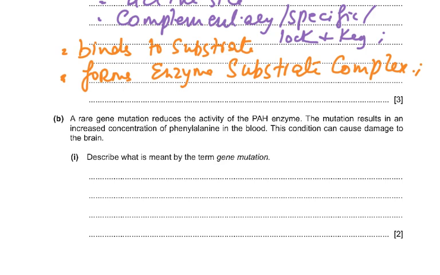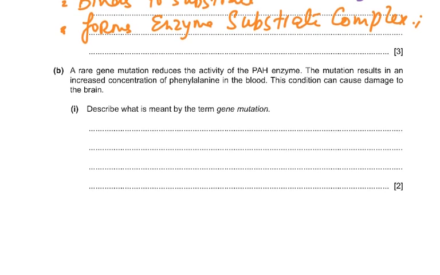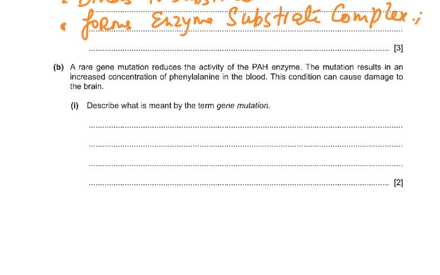Now it says a rare gene mutation reduces the activity of the PAH enzyme. The mutation results in an increased concentration of phenylalanine in the blood. This condition may cause damage to the brain. Describe what is meant by the term gene mutation. It's a change or a modification or altering of the gene structure or the DNA structure or the base sequence or the nucleotide sequence. So that is going to be a mutation. Mutation is actually a change in the DNA.